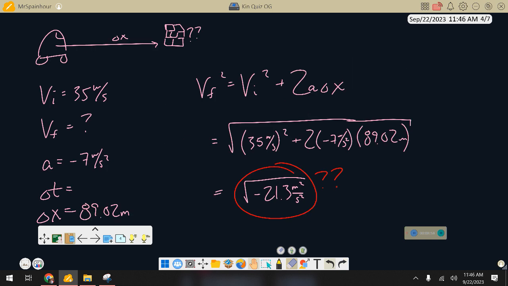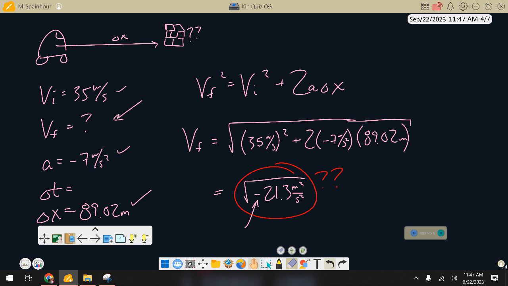So here I have it set up, and same sort of thing. I've got the same initial velocity. I've got the same final. But here I plugged in my displacement as 89.02 meters. I don't know that's going to happen. So I'm looking for velocity final. Same equation as before. We're just solving for velocity final, and you'll notice me plugging the numbers in. And when you plug the numbers in, you get a negative underneath the square root, which can't happen.